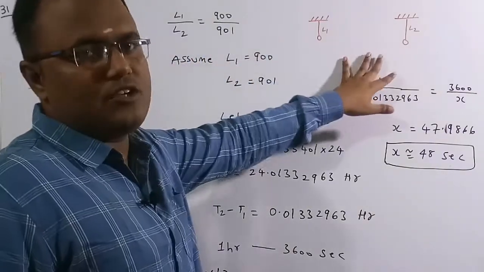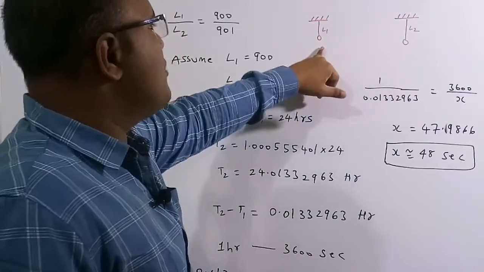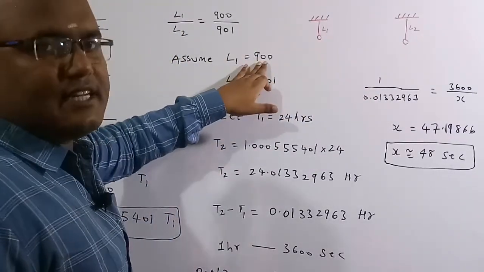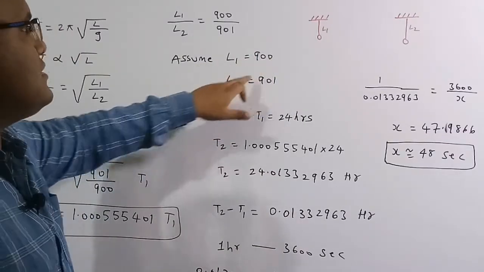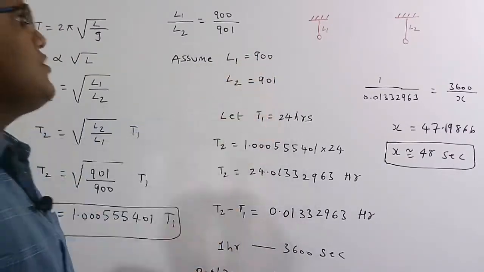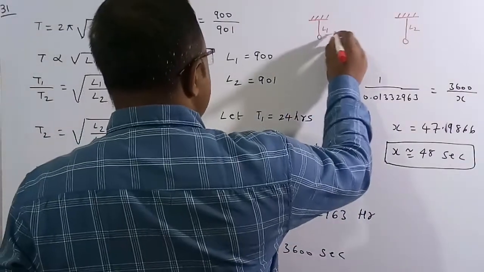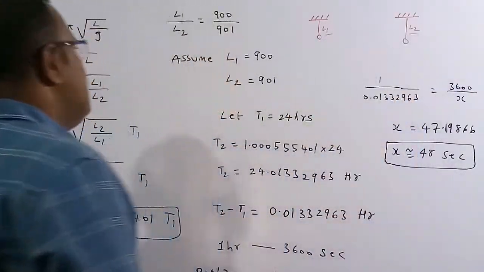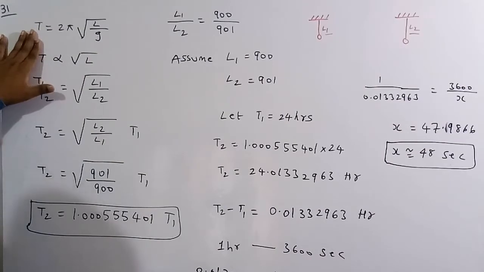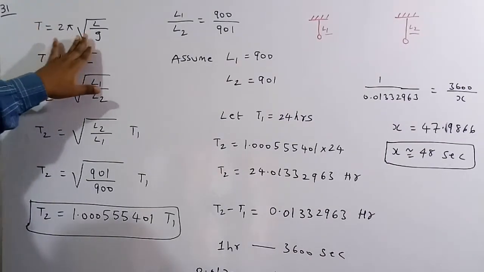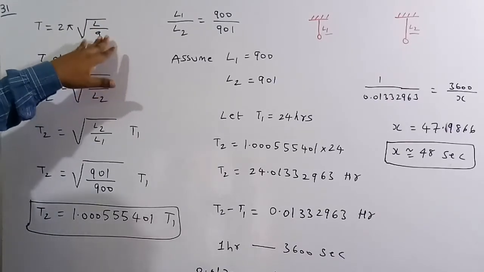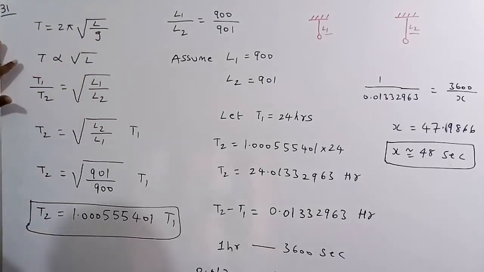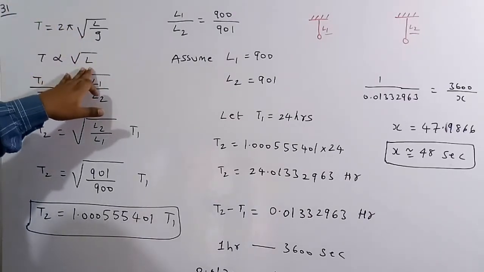Suppose these are the two pendulums of length L1 and L2. I am going to assume L1 is equal to 900, whether it is centimeter or anything. Therefore, if L1 is equal to 900, L2 will be 901. You know the basic formula for the time period of any pendulum: T is equal to 2 pi under root L by g, where L is the length of the pendulum and g is the acceleration due to gravity. Here 2 pi and g are constant, so time is directly proportional to under root of length.